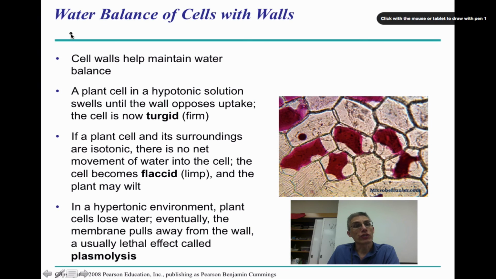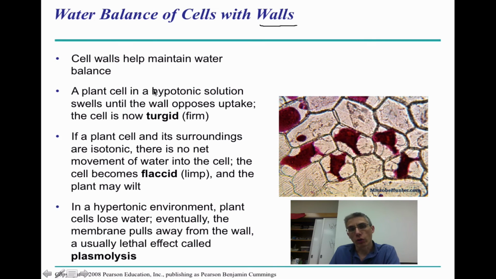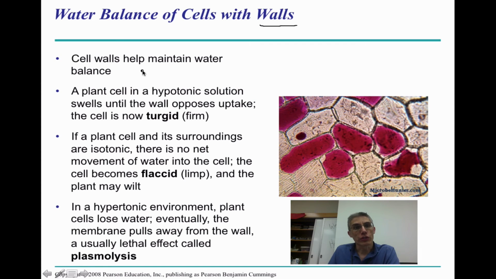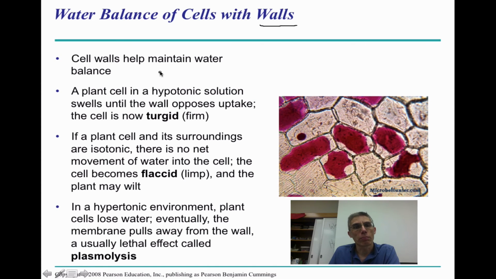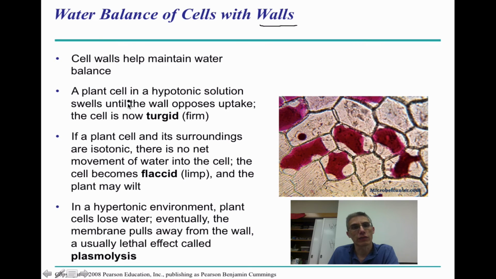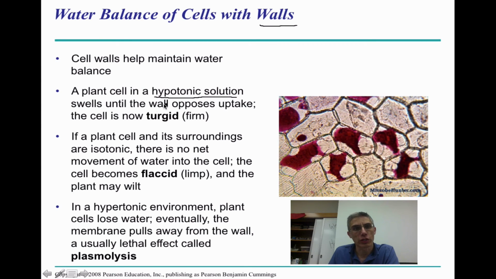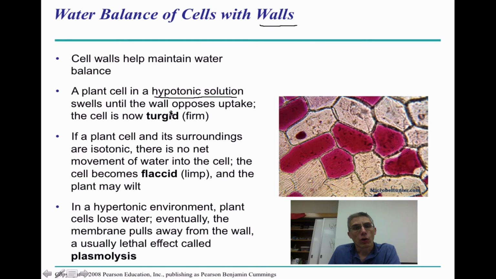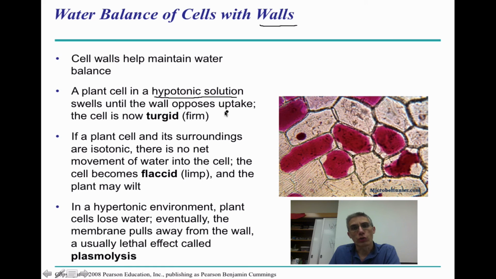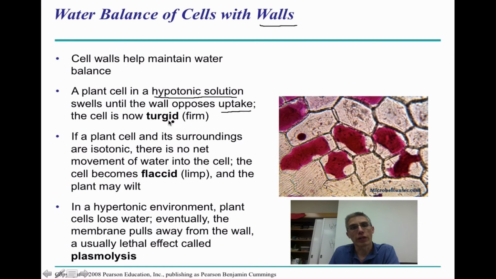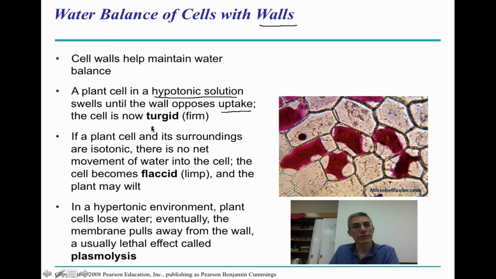Right, so what we're going to do next is we're going to look at the water balance of cells with cell walls. So we're no longer talking about animal cells, now we're going to talk about plant cells. So the cell wall is actually going to help maintain water balance inside of a cell. So a plant cell in a hypotonic type of solution is going to swell very much like you had seen in the animal cell. Only this time the wall is going to oppose the uptake of that fluid or water. And the cell is actually going to become very turgid or very firm.